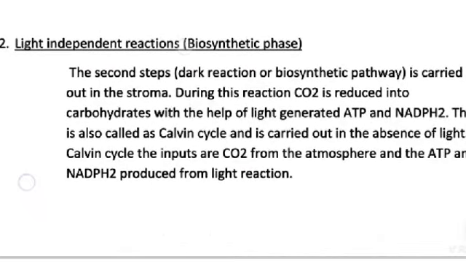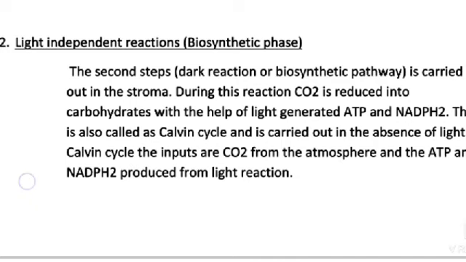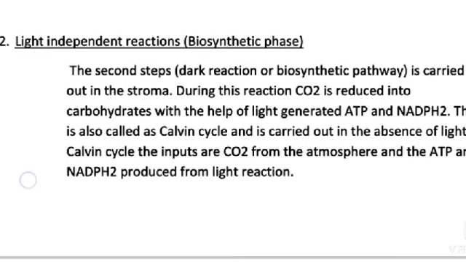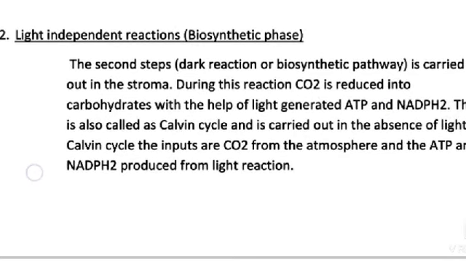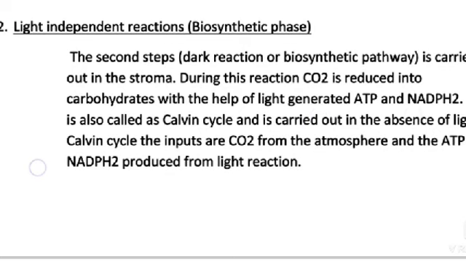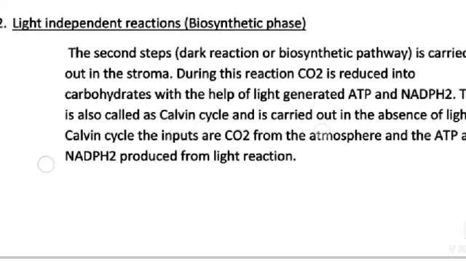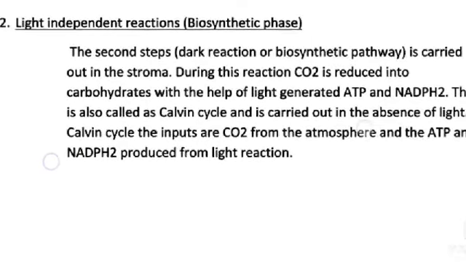Light independent reaction or biosynthetic phase. The second step, dark reaction or biosynthetic pathway, is carried out in the stroma. During this reaction, CO2 is reduced into carbohydrate with the help of light reaction products, ATP and NADPH2. This is also called the Calvin cycle and is carried out in the absence of light. In the Calvin cycle, the inputs are CO2 from the atmosphere and the ATP and NADPH2 produced from the light reaction.